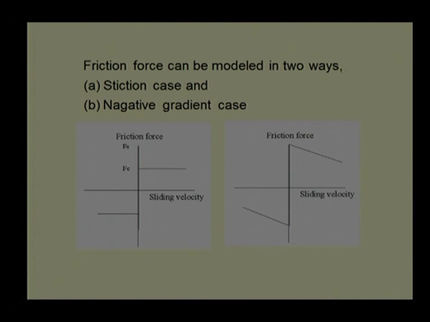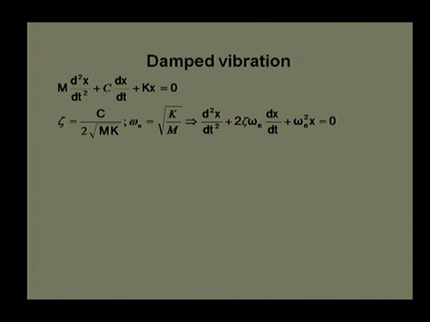To consider this in the right manner, we start with the common equation we generally use for damped vibration. This is a second order differential equation, but here we are using only x, one direction. M is the mass, C is the viscous damping coefficient, and K is the stiffness attached to the block. We can non-dimensionalize it to interpret it better. The damping factor zeta is the ratio of the damping coefficient to the critical damping. The natural frequency is the square root of K by M, stiffness by mass. Using these expressions, we can rearrange the first equation into this form.